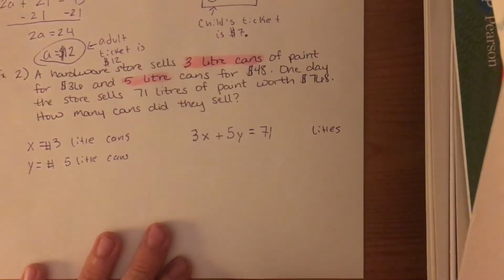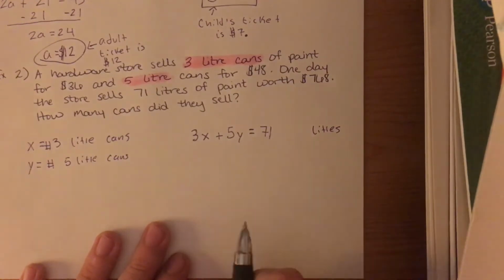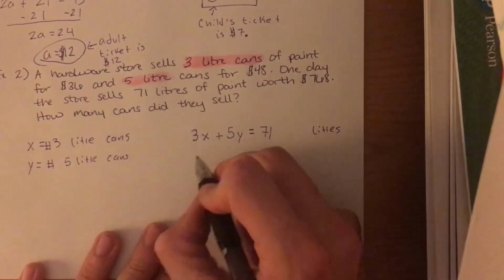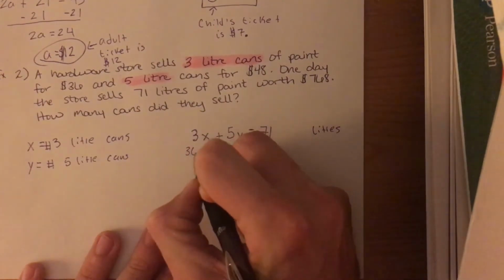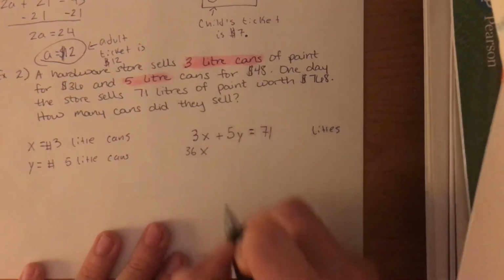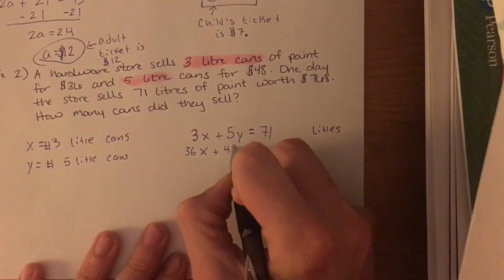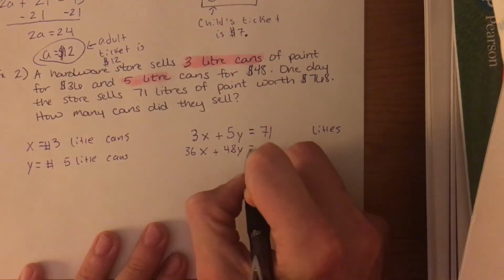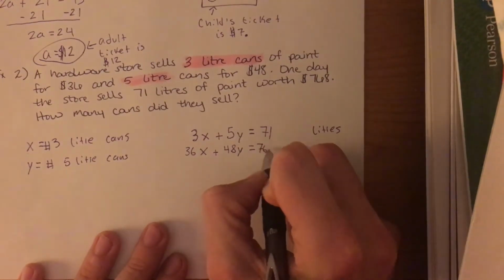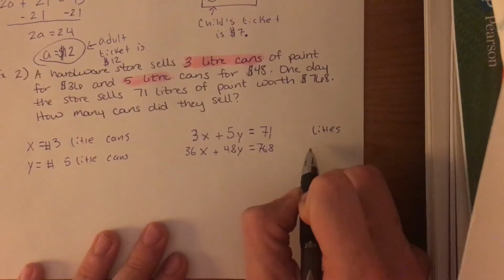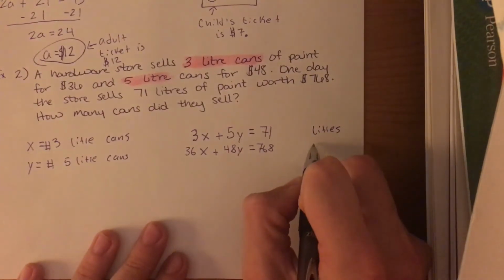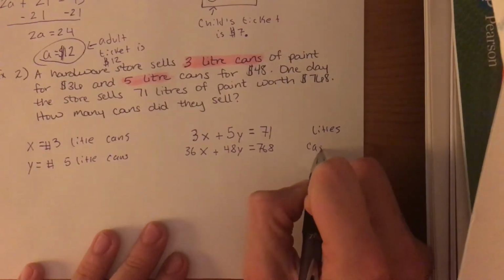Now, the other one that we've got to write is for the money. So from here, we're going to say, all right, well, it was $36 for a 3-liter can, and it was $48 for a 5-liter can. And in total, that was $768. So this is our cash equation right here.